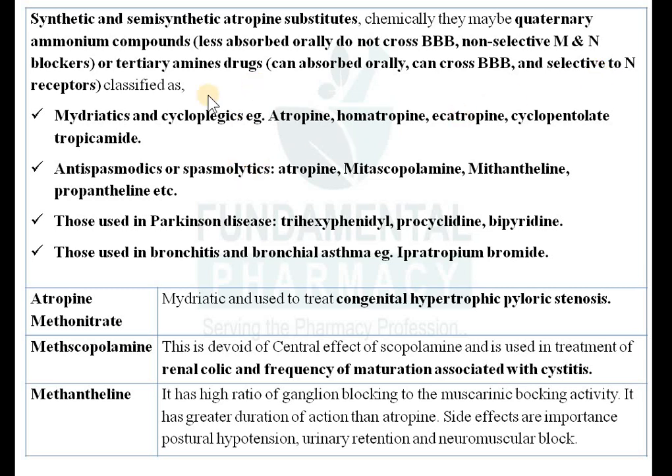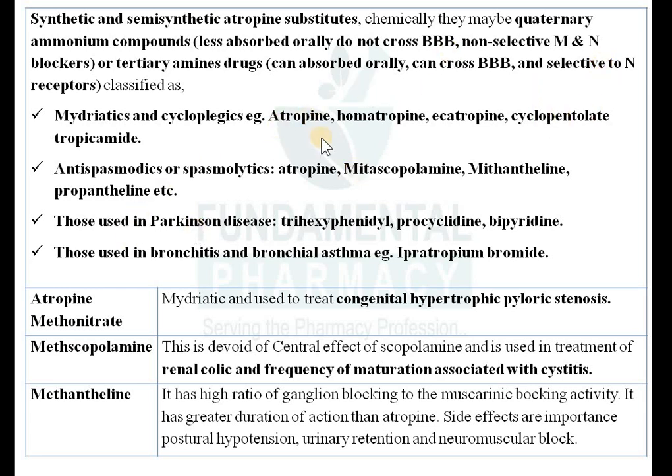Okay, so synthetic and semi-synthetic atropine analogs, remember quaternary and tertiary. Quaternary is not absorbed orally and will not cross the blood-brain barrier, and they are non-selective, muscarinic and nicotinic. And tertiary is orally active, crosses the blood-brain barrier, and is specific to muscarinic receptors.